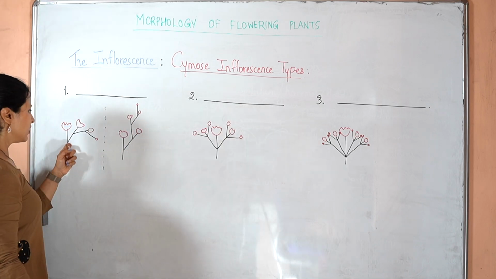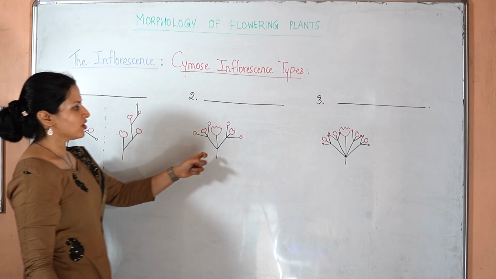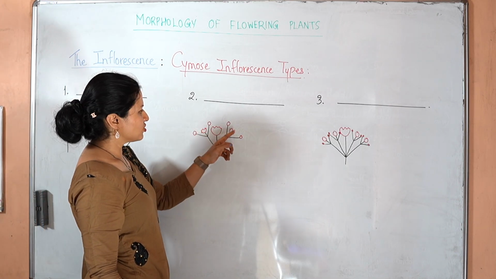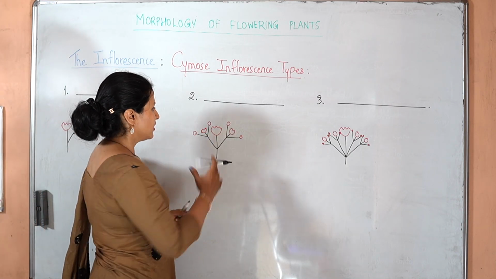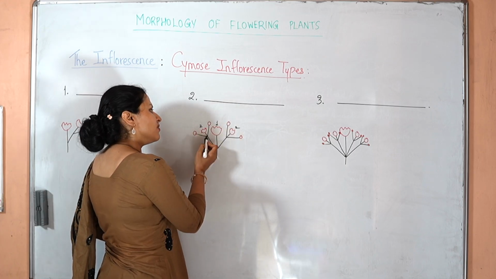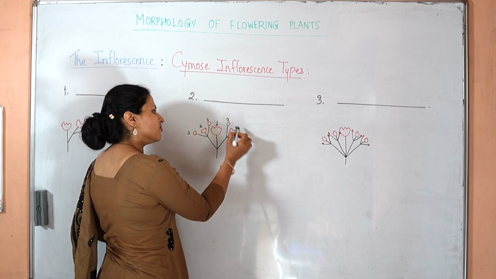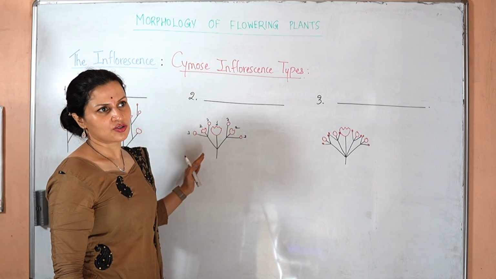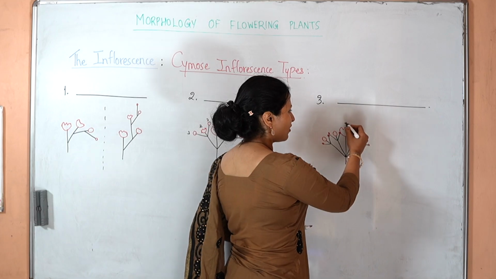Over here, only one branch was arising at each node. Over here, 2 branches are arising, each of which terminate into these flowers. If you number them, this is the first flower, these are the number 2 flowers, and each one of them will further form the third set of flowers. 2 branches are formed at each node. Then in the third case, this is the first flower, the oldest flower.